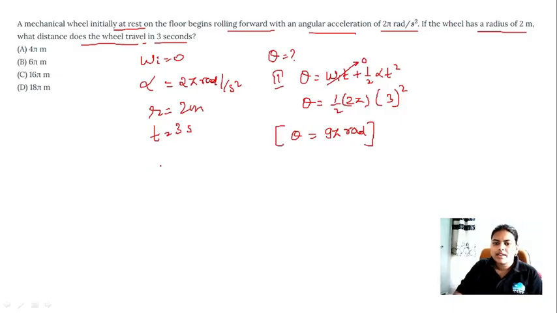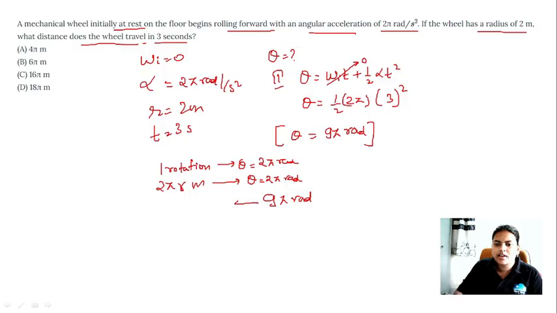So we know that in one rotation, the angle covered, or the theta covered, is 2 pi radian, or I can say 2 pi r meter, because it is the circumference of the circle. In one rotation, the whole circumference would be the linear distance covered in theta 2 pi radian. So in 9 pi radian, it would cover 2 pi r upon 2 pi into 9 pi. When you solve it, it would be 9 pi r.